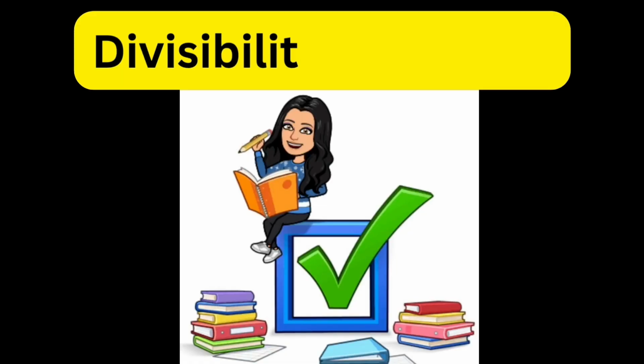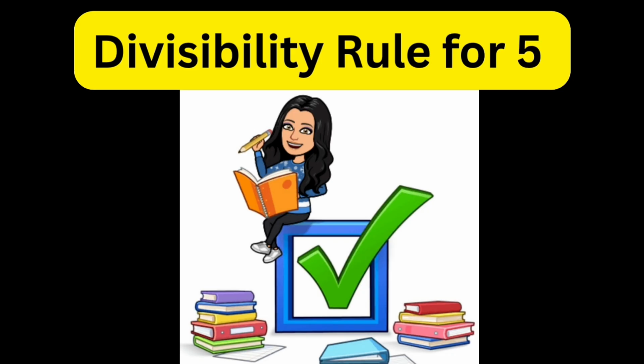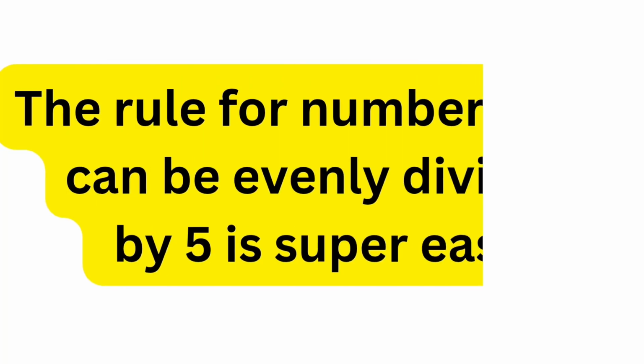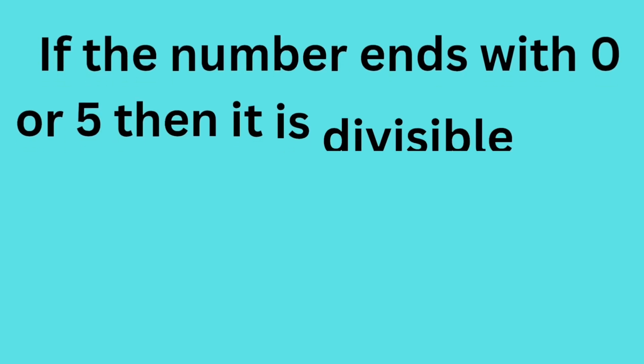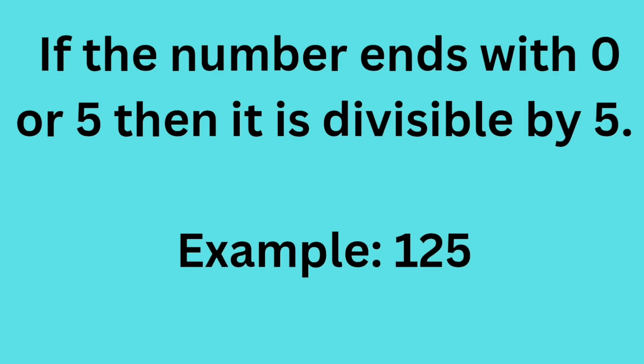Today we're talking about the divisibility rule for 5. The rule for numbers that can be evenly divided by 5 is super easy. If the number ends with 0 or 5, then it is divisible by 5. For example, 125. It ends with a 5, so 5 goes into it perfectly. 25 times to be exact.